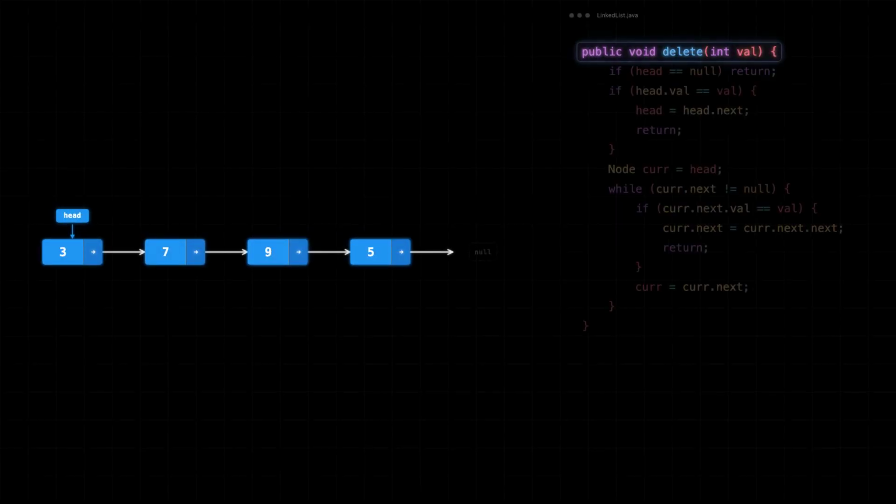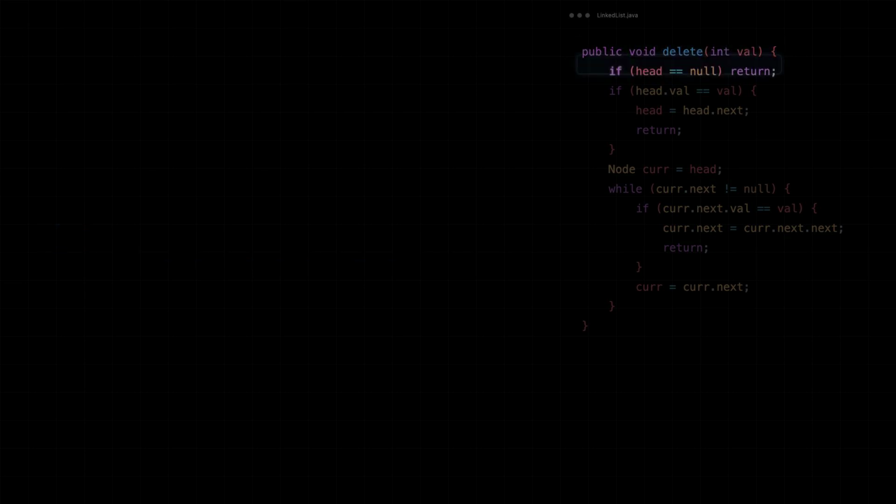Okay, so here's our linked list. 3, 7, 9, 5. Four nodes, each one pointing to the next. Today, we're removing one of them. But first, what if the list is already empty? Head is null. There's literally nothing there. So we just return. No crash, no extra logic.